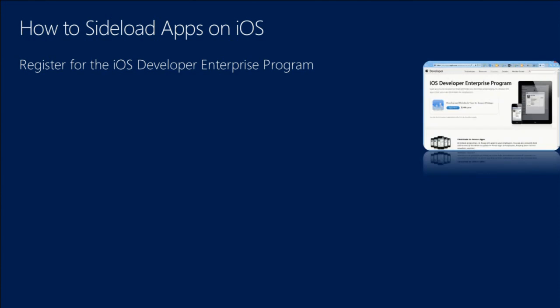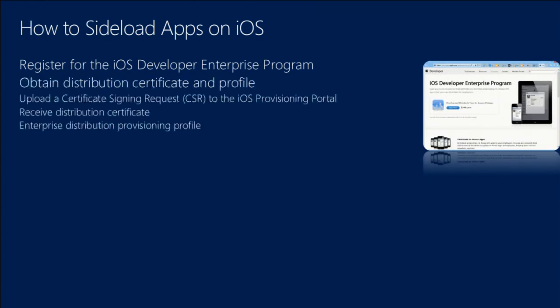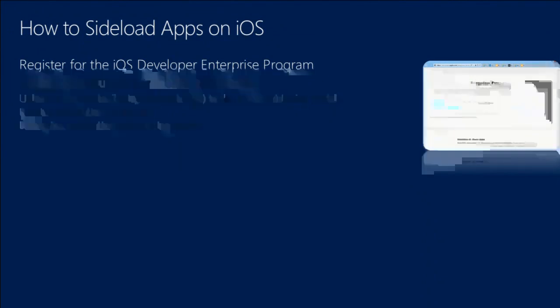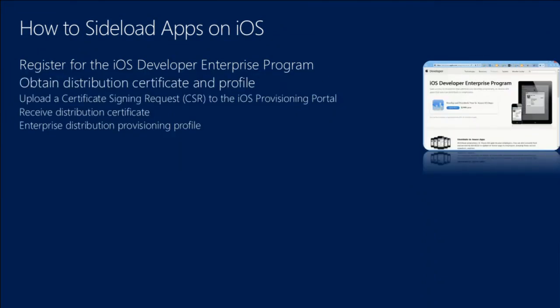There is an iOS Developer Enterprise program that you have to sign up for. And then once you do that, you have to get a distribution certificate and profile from Apple. There are a couple of steps involved in that. You have to sign up with the dev program, then you have to hand over your certificate to Apple. They sign it, they give you back the certificate as well as the management profile. And once you have that, then you can start installing applications.